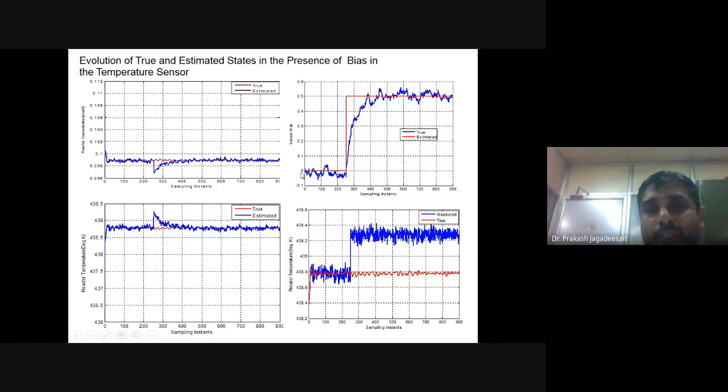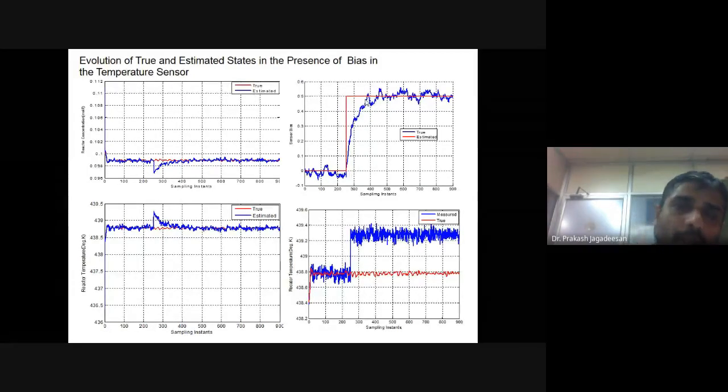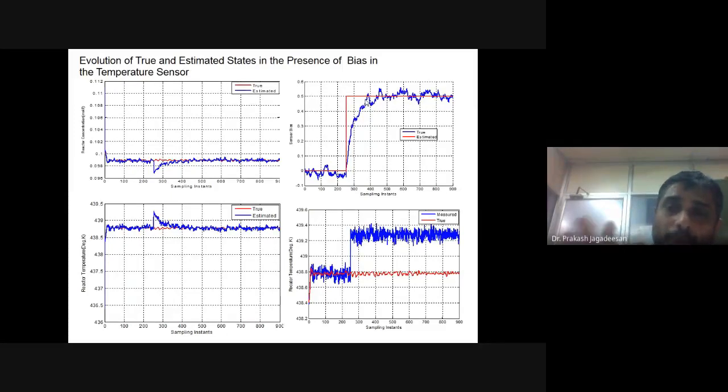On the right side, you can see that the Y label is sensor bias. We introduce a bias of 0.5 degree Kelvin. This was deliberately introduced, meaning the sensor is not properly calibrated. As a result, the sensor output is not matching with the actual temperature. So in the presence of bias in the measured variable, whether the soft sensor is able to accurately estimate the unmeasured variable, which is concentration, that we checked.